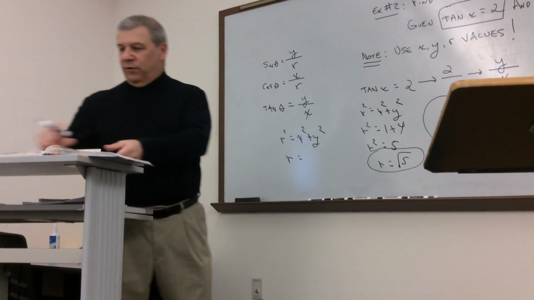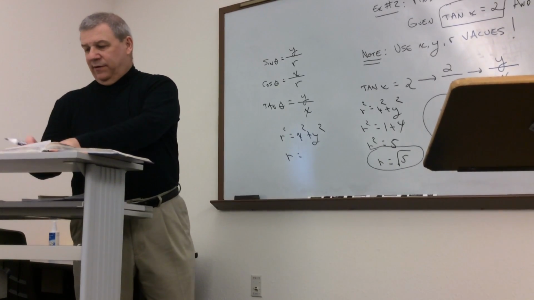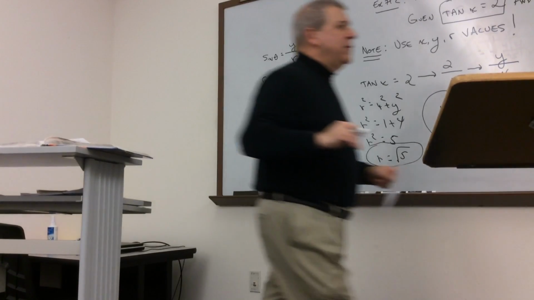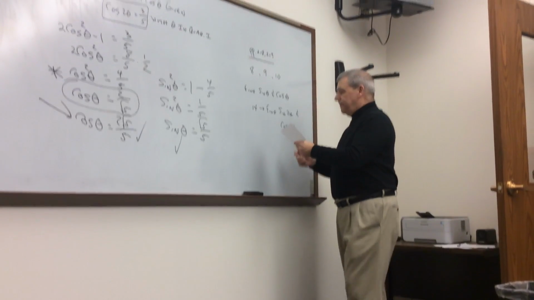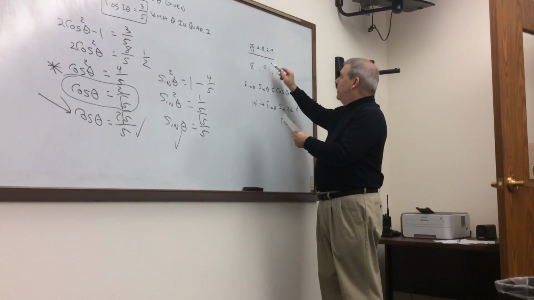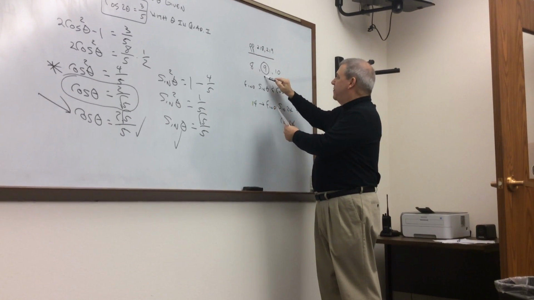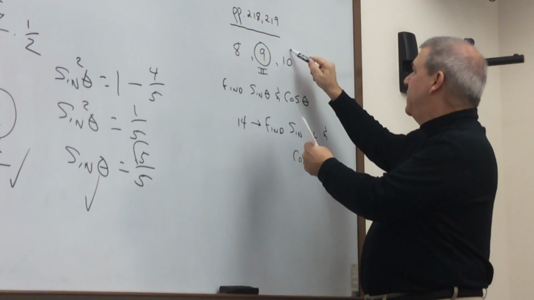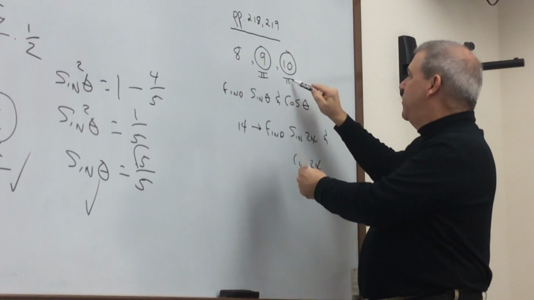Now, your homework: go to page 218 in your textbook. Let me show you how this homework's going to be. In number 9 here, this is going to be quadrant 2. In a minute I'll get out of the way, and you can take a picture of this. And number 10, this is going to be quadrant 2.